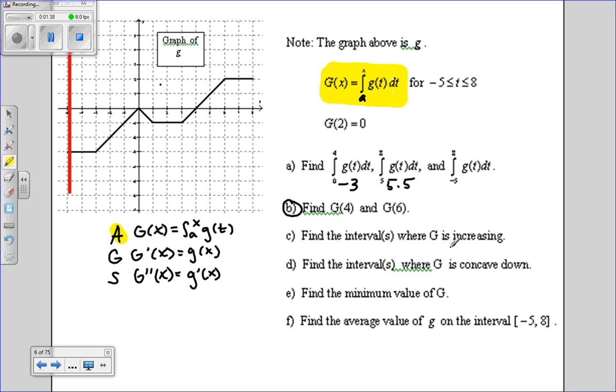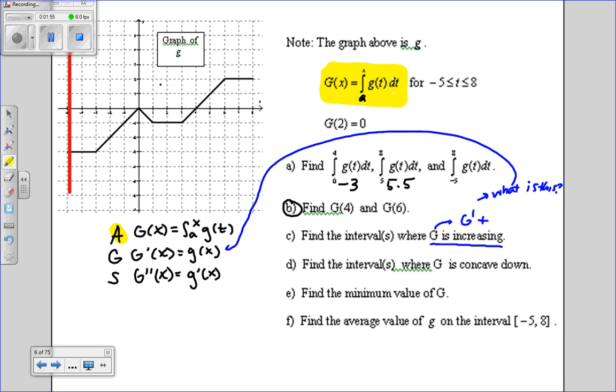Where is G increasing? Okay, anytime you see increasing, you think this thing prime positive. What is this? We'll come over here. Big G prime is the graph. So this is asking where is the graph positive. And what does positive mean? That means above the x-axis. So from here to here, which is 4 to 8.